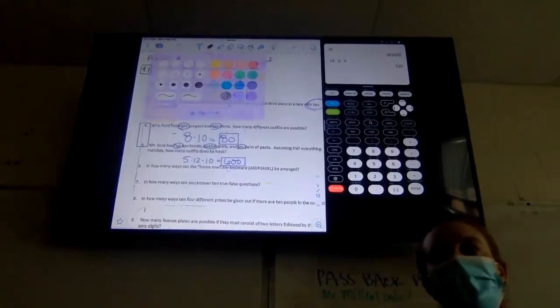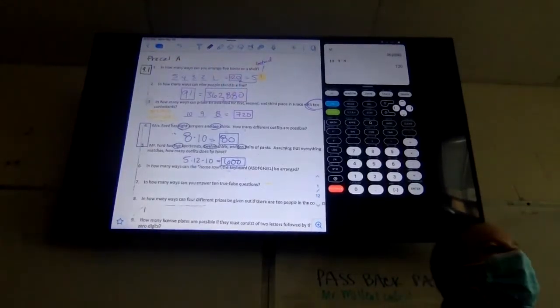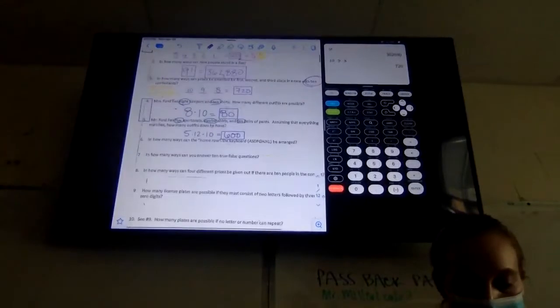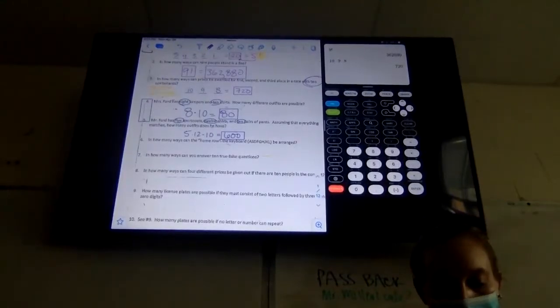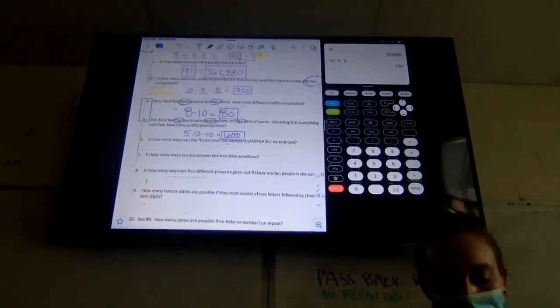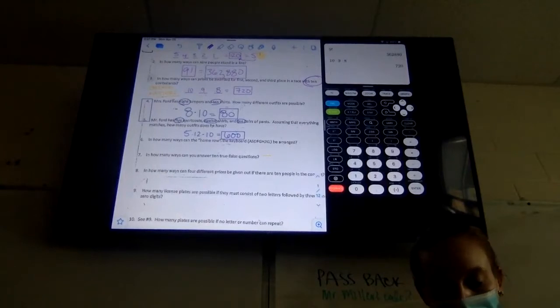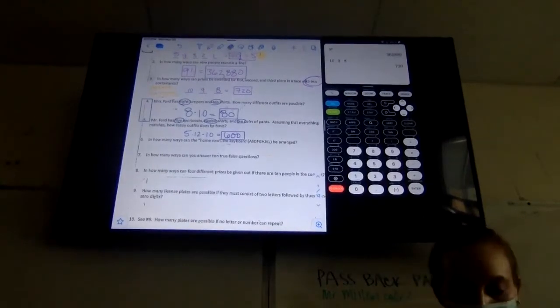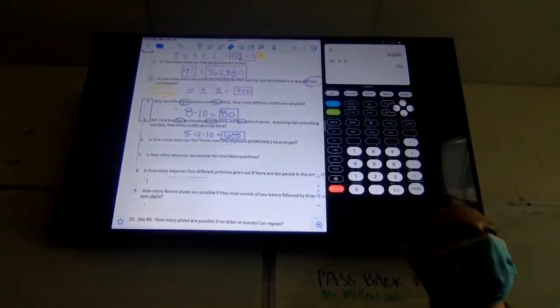Okay. Questions or concerns yet? All right, number 6 says, in how many ways can the home row of the keyboard, A, S, D, F, G, H, J, K, L, be arranged? How many ways can we arrange those letters on that home row of the keyboard?